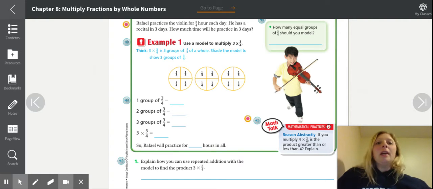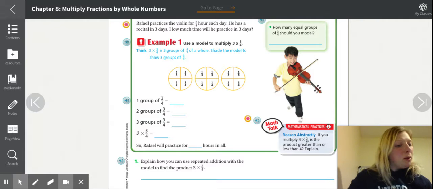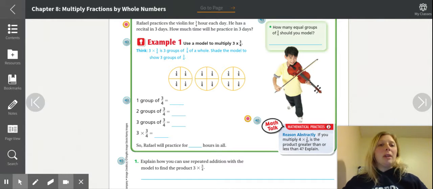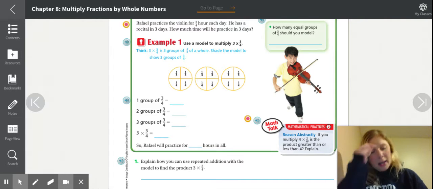Today's Wednesday. We are working on lesson 8.3 in your math books. So if you have those books, you can open up to 469. We are working on multiplying whole numbers with fractions using models. Okay, let's take a look.